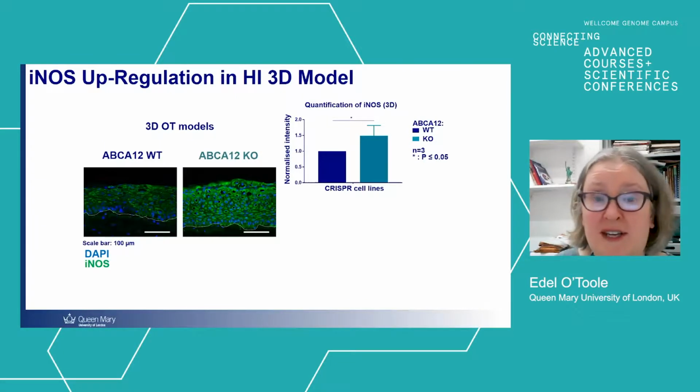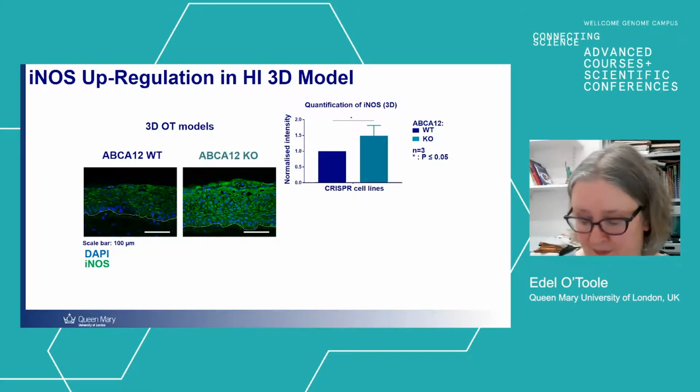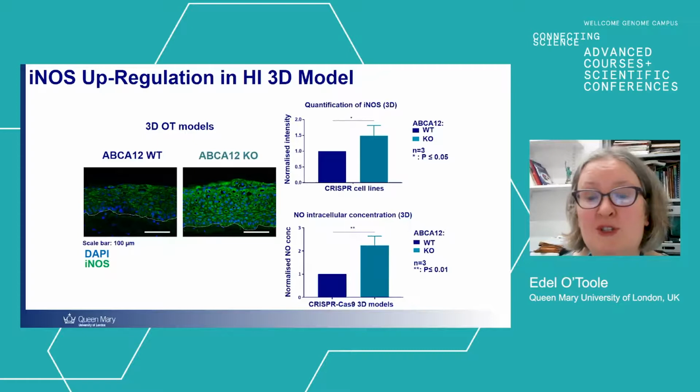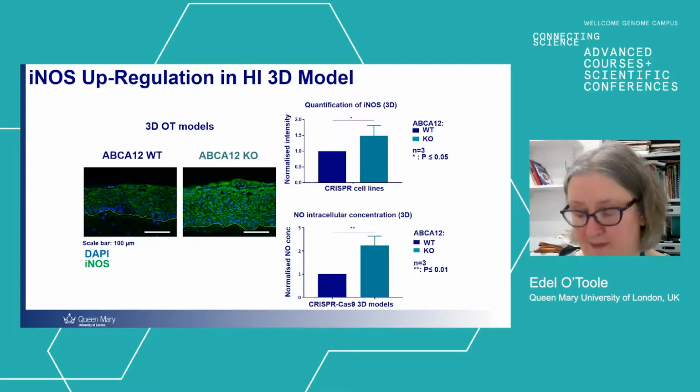We also looked at iNOS in the model, and we saw very nice upregulation of iNOS in the knockout model, which we've quantified here. We also looked at the NO intracellular concentration in an assay, and again, this was markedly upregulated in the ABCA12 knockout model.